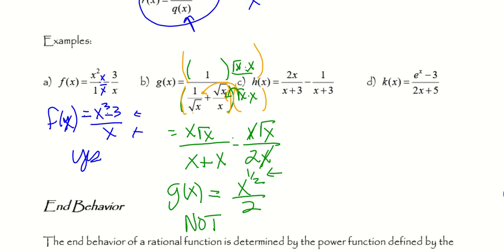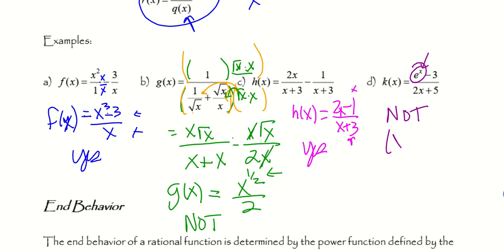Our next example is for h of x, which we can combine because these two fractions have a common denominator, and we get h of x equals 2x minus 1 over x plus 3. And that is a rational function. We have a linear polynomial on top and a different linear polynomial on the bottom. Finally, we have k of x, and because we have a power with x in the exponent, this is not a rational function, because we have x in the exponent.